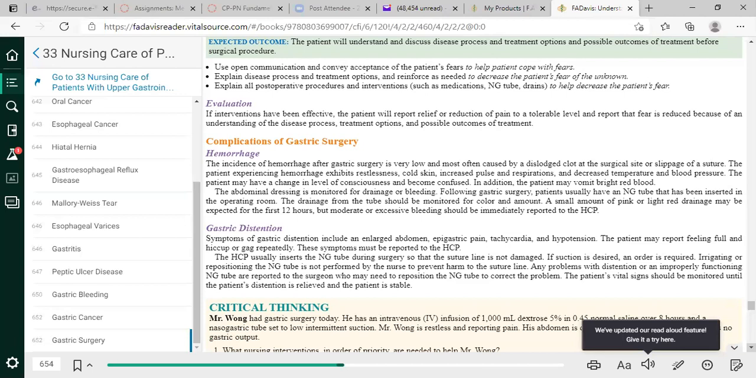Initially, what do you expect the vital signs to do when your patient is hemorrhaging? Low blood pressure. There you go. That blood pressure is going to drop because the patient is going into hypovolemic shock. They're working their way to hypovolemic shock.